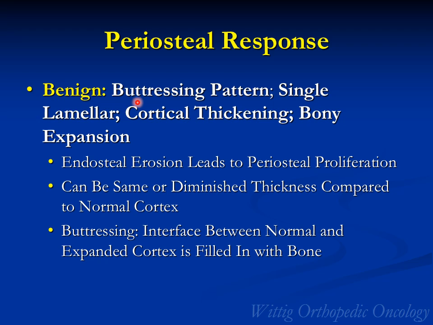So your benign appearing periosteal reaction can look like a buttressing pattern, a single layer, a single lamellar, cortical thickening, or bony expansion. Endosteal erosion leads to a periosteal proliferation, can be the same or a decreased thickness compared to a normal cortex. And buttressing refers to the interface between normal and expanded cortex that is filled in with bone. So it almost looks like the cortex is just thickened in one particular location. Examples may be an osteoid osteoma, a Brodie's abscess, and we'll show you an example.